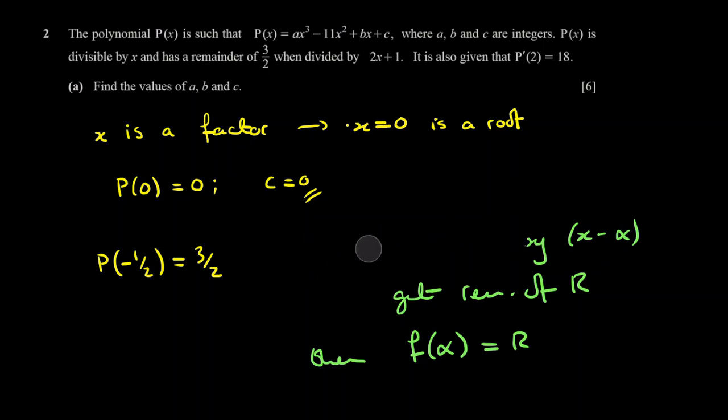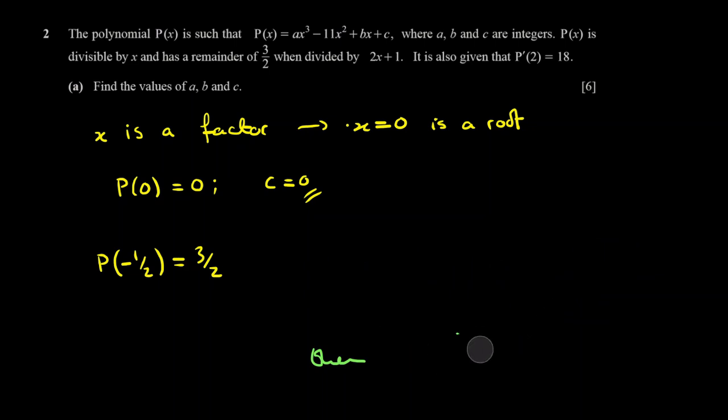Now, if you're wondering where the negative half comes from, basically what we can do is take that 2x plus 1 that we're dividing by, and set it equal to 0. That means 2x is equal to negative 1, x is equal to negative a half. So if you're unsure about that, that's the reason we're substituting in negative a half into the polynomial and why we're going to get 3 upon 2. So then the rest of that is we're just going to substitute in.